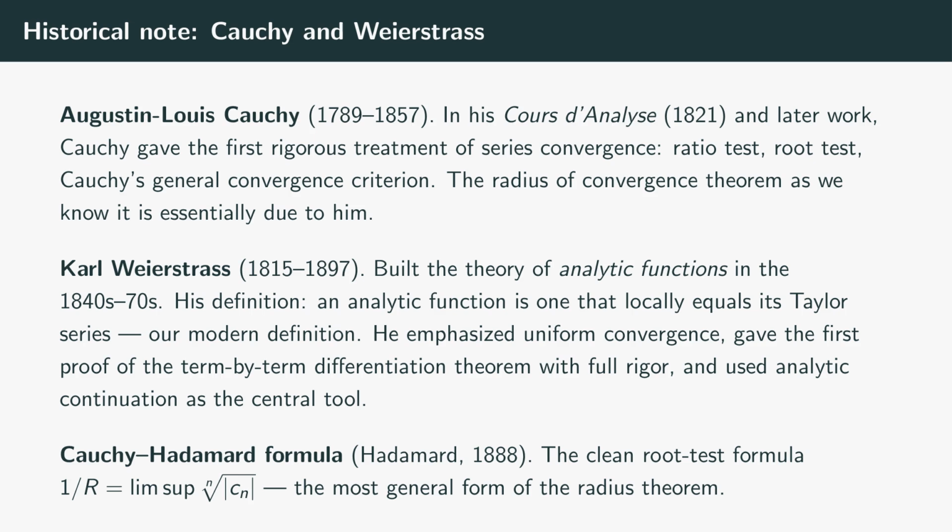The cleanest, most general statement of the radius theorem is the Cauchy-Hadamard formula. 1 over r equals the limit superior of the nth root of the absolute value of c sub n, published by Jacques Hadamard in 1888. It requires no existence of the simple ratio limit. The limit superior always exists.